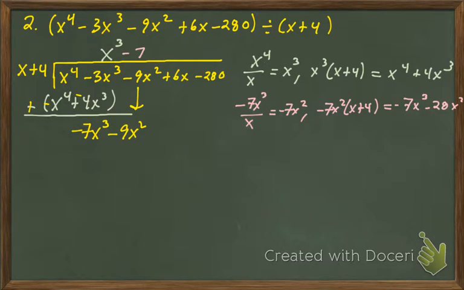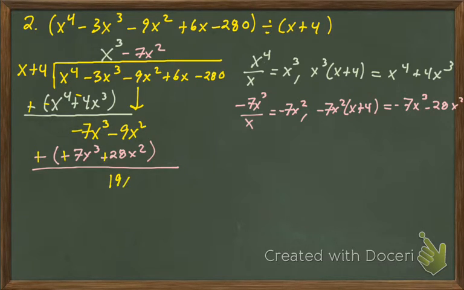Okay, so that's our scratch work. All right, so x times minus 7x squared is minus 7x cubed. And then positive 4 times minus 7x squared is minus 28x squared. And we'll subtract. Change your signs. 19x squared, bring down the next term. And then we do it all over again. So how many times does x go into 19x squared? Let's find out. It's going to be 19x.